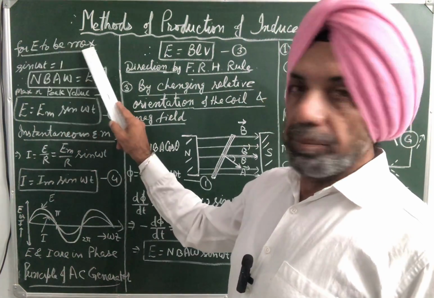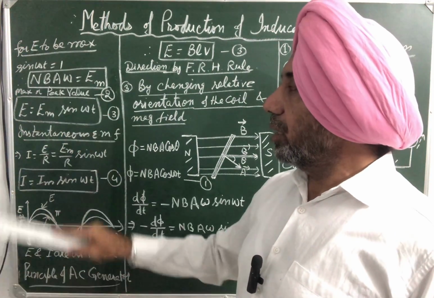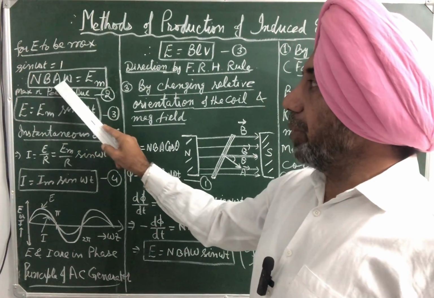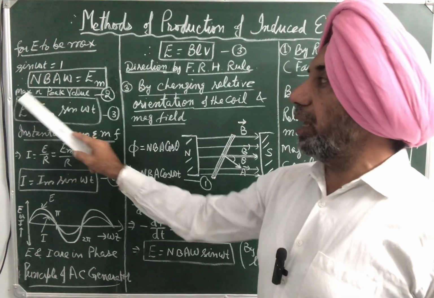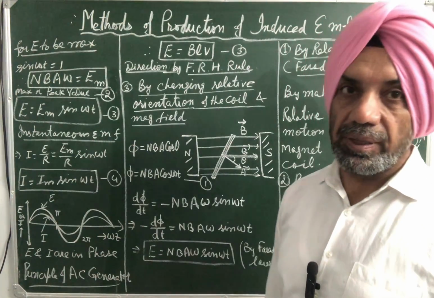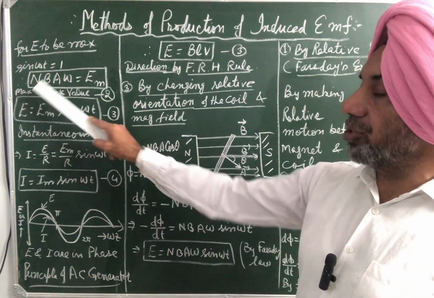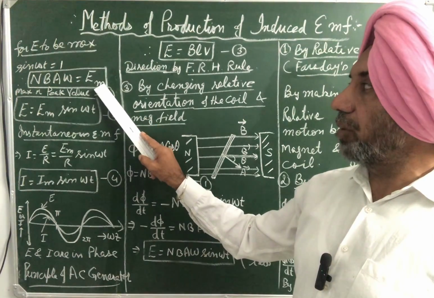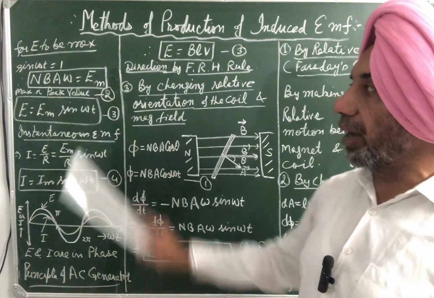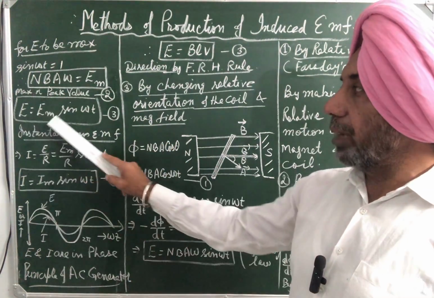So for E to be maximum, sin omega t must be equal to 1. It means NBA omega is equal to EM. This is called the peak value or maximum value of induced EMF. For numericals, you have to remember this equation. So the maximum or peak value of EMF is given by NBA omega, and E is equal to EM sin omega t.